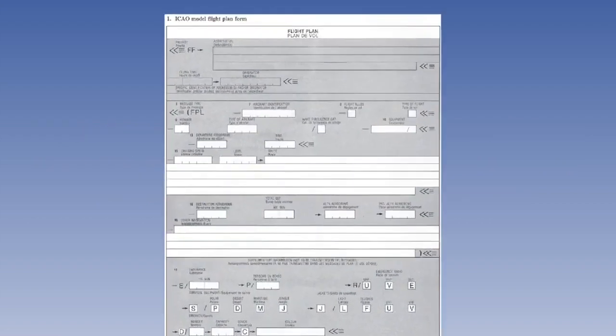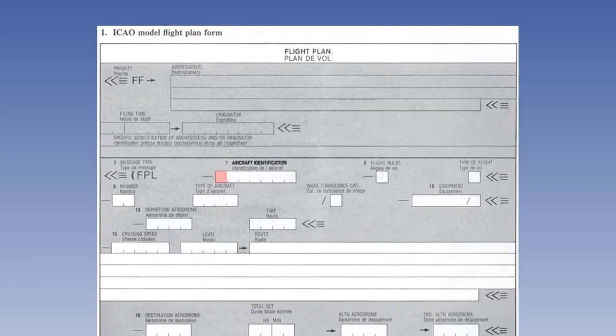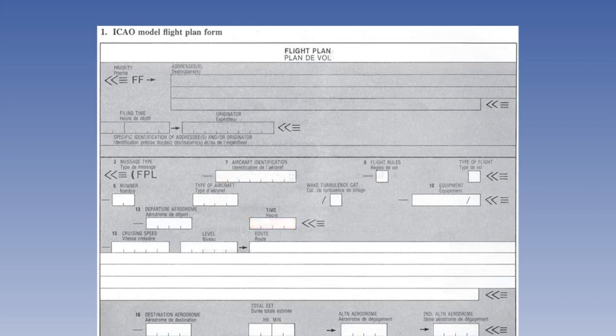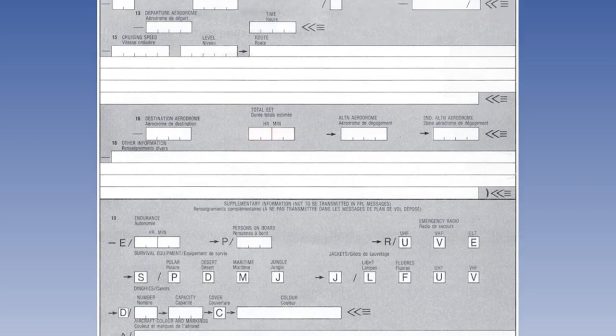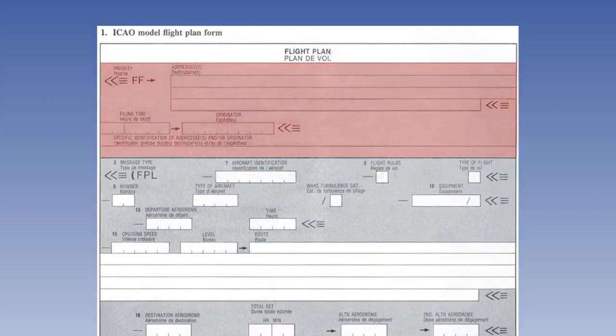When inserting information in any of the boxes, always start at the first left-hand box. Leave any spare spaces blank. All times are in 4 figures UTC. Elapsed times are also given in 4 figures, in hours and minutes. The shaded area at the top of the form is for use by air traffic and communications services. The data inserted by the pilot starts at item 7, under the heading Aircraft Identification.